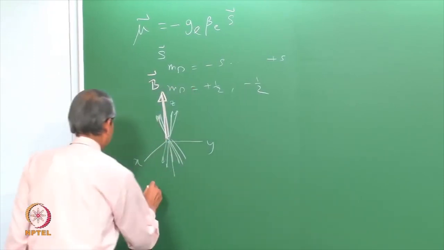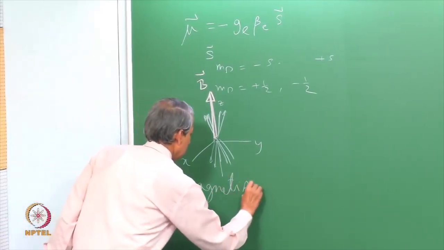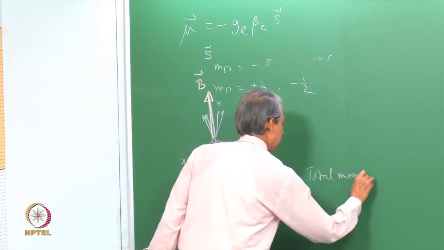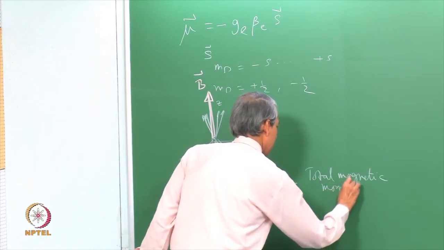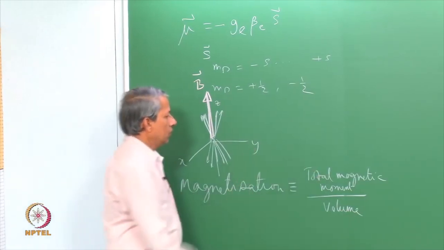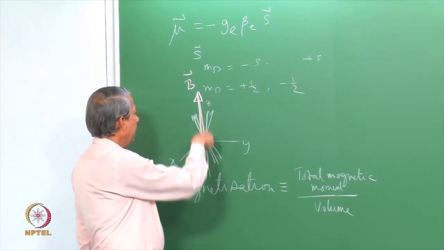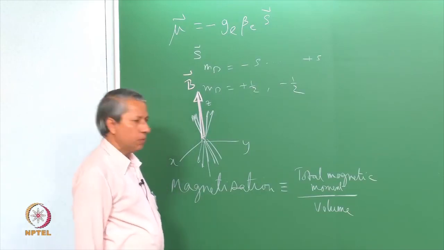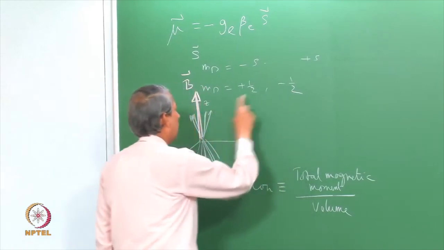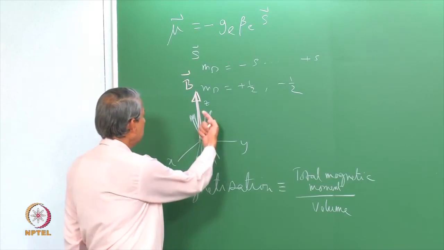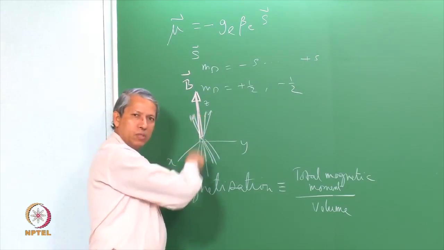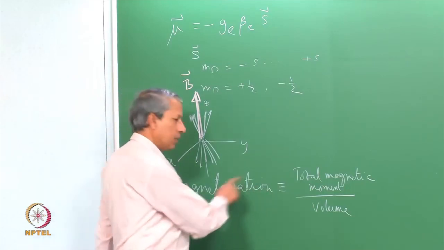Magnetization is defined as the total magnetic moment divided by the volume. Now the total magnetic moment has to be obtained by adding all the individual magnetic moments of the individual particles. If these two orientations are equally populated, then there will be as many spins going up and as many spins going down, all equal. So the net magnetic moment will be 0 and the net magnetization will also be 0.